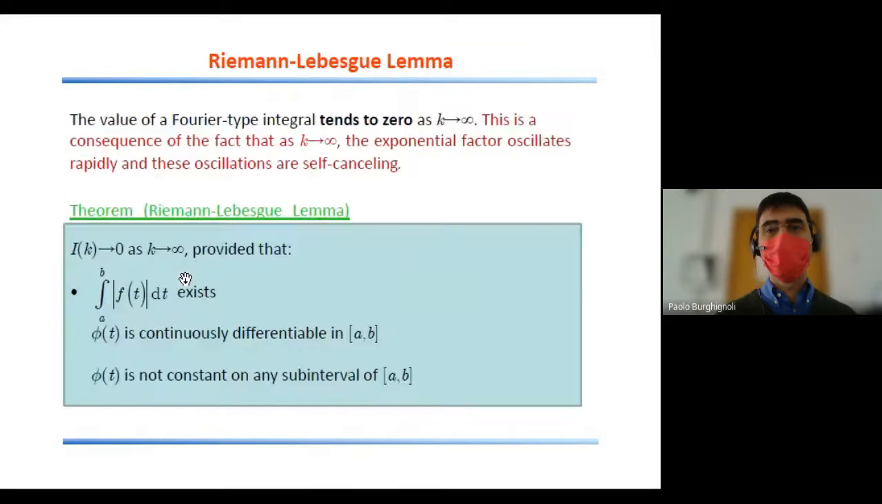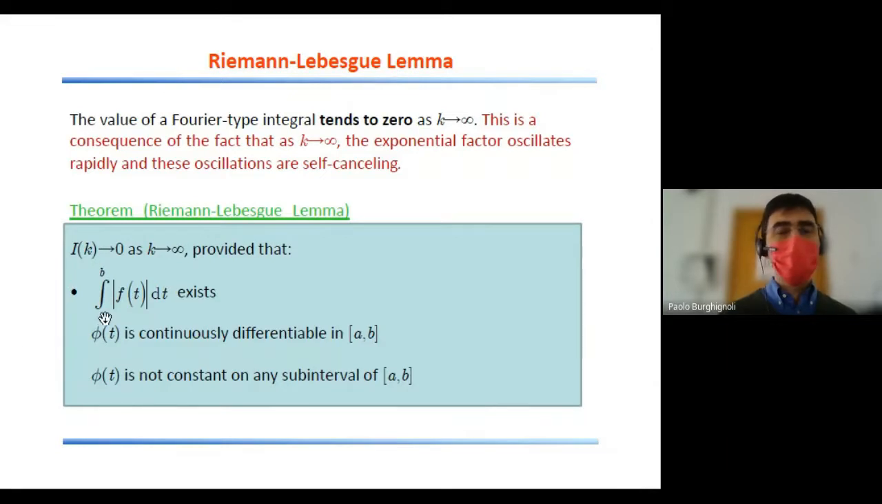Now, the first value of any Fourier type integral tends to 0 under very general conditions. This is a consequence of the fact that as the parameter k tends to infinity, the exponential factor oscillates faster and faster. So these oscillations will cancel themselves. So the value of the integral is forced to vanish in the limit when k tends to infinity. This result is known as the Riemann-Lebesgue lemma.